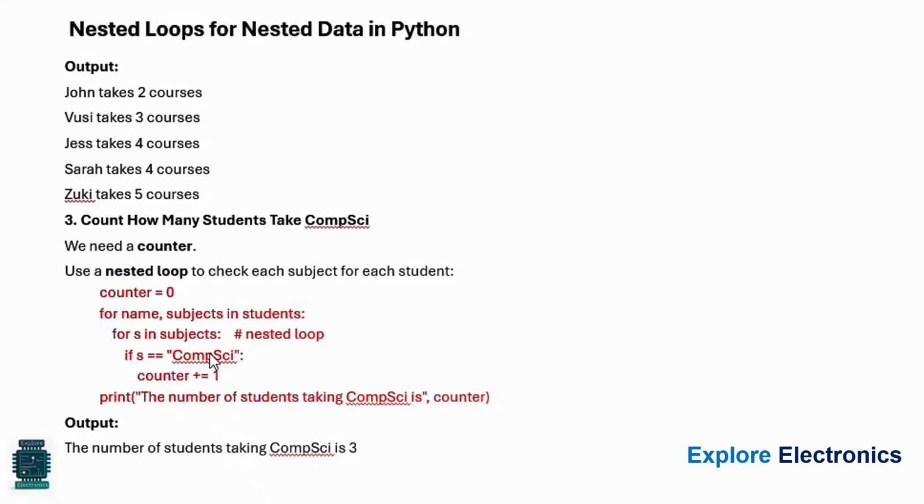Here s is a subject. If s is equal to computer science, counter plus equal to 1. If the subject is computer science, it will count each time, and at the end it will print the result: the number of students taking computer science is 3. It will give 3 as output. The number of students taking computer science is 3. It will count each time and give the output.